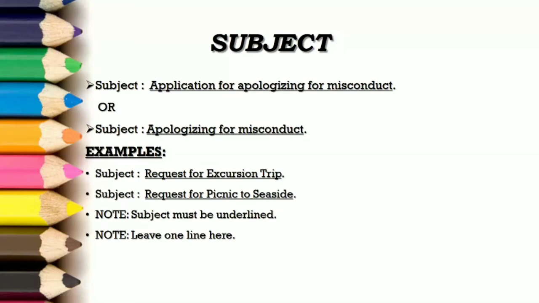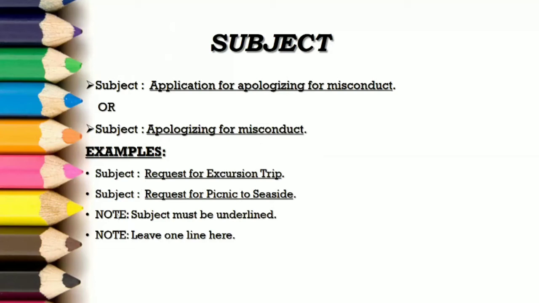Then comes your subject. What is subject? I told you subject is the topic of your application. Now, today we are going to write an application to the principal for apologizing for misconduct. So, what will be the subject of our application? Application for apologizing for misconduct. You can also write apologizing for misconduct. You might have observed that I have underlined the subject. So please always underline the subject, okay? Underline the subject means underline the topic of your application. All right.